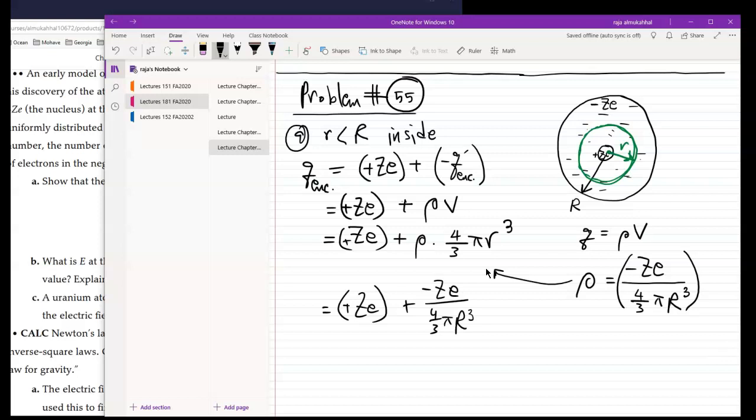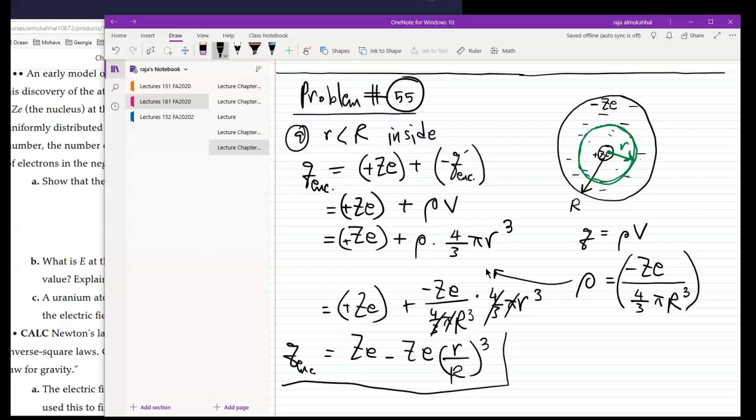Minus ZE over 4/3 pi big R cubed. This is the charge per volume for the negative charges times 4/3 pi r cubed. Of course, those cancel out, and I end up with ZE minus ZE, and I have r over big R quantity cubed. That's the charge enclosed. There it is. I'm not done yet, I just derived that.